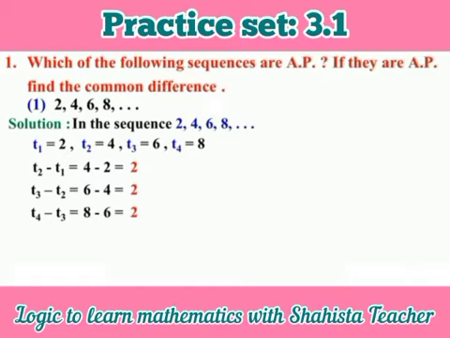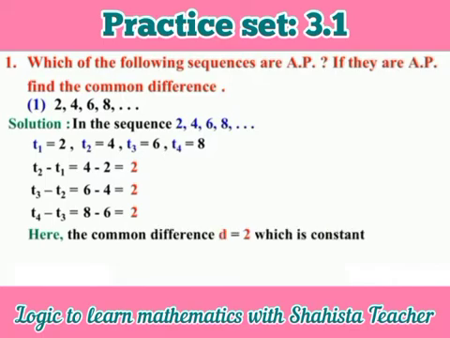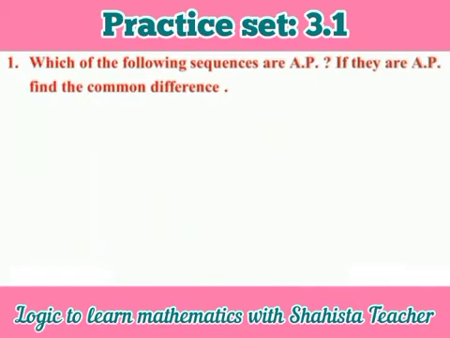Now here you can see all these are 2, a common difference. So the common difference D is equal to 2, which is constant. The given sequence is an arithmetic progression, because its common difference is 2. Now let's solve sub question 2: 2, 5 upon 2, 3, 7 upon 2.